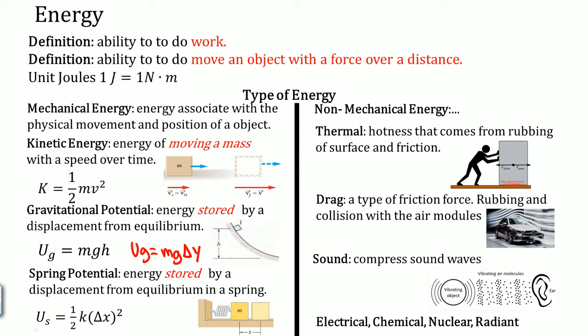Electrical energy is basically what is powering your light bulb. Chemical can be like burning of gasoline or burning of propane. Nuclear, you could see as the breaking of nuclear material. Radiation is like the sun shining down.